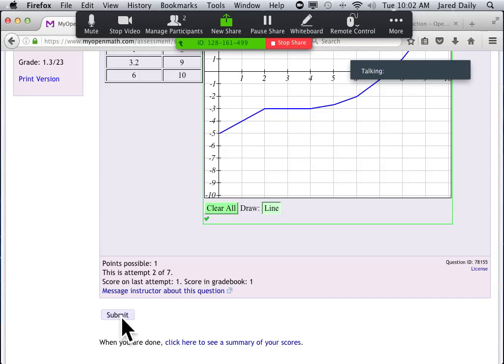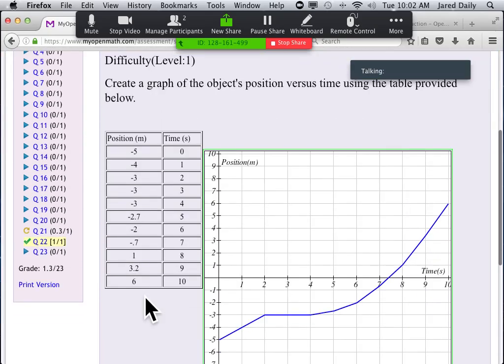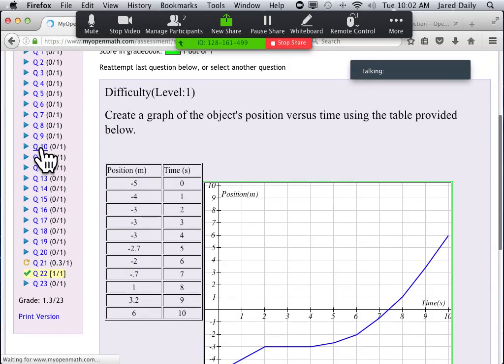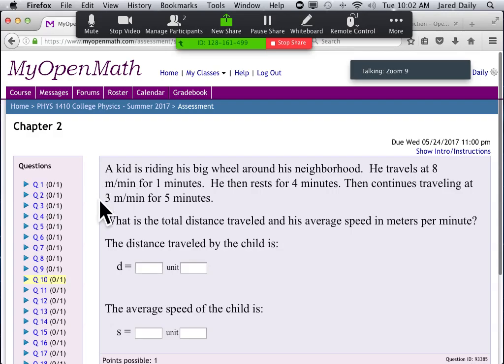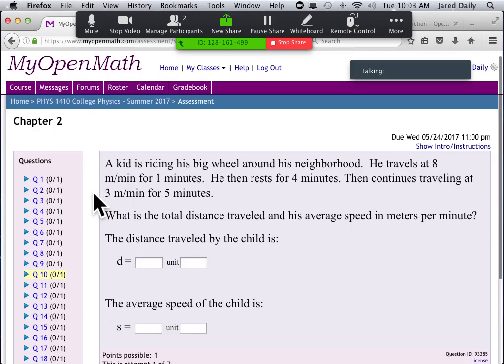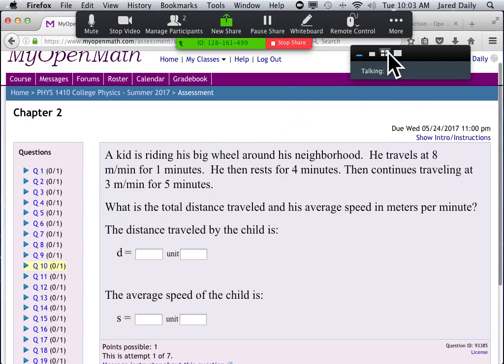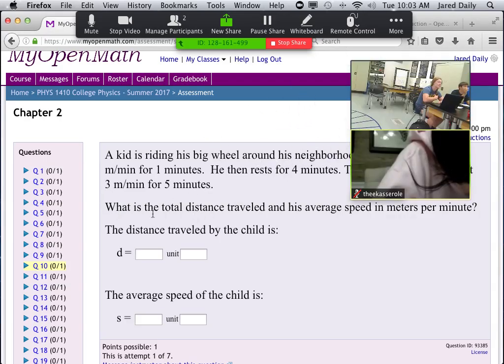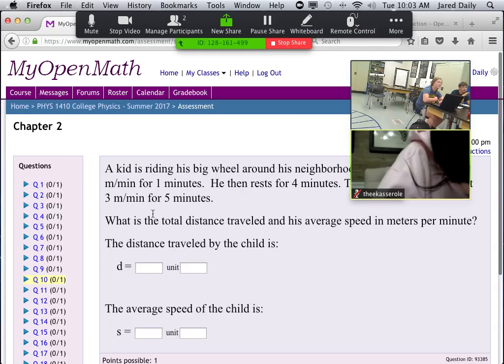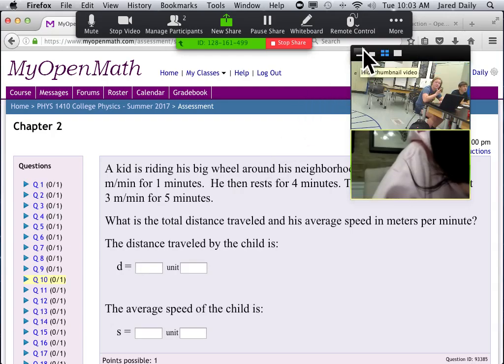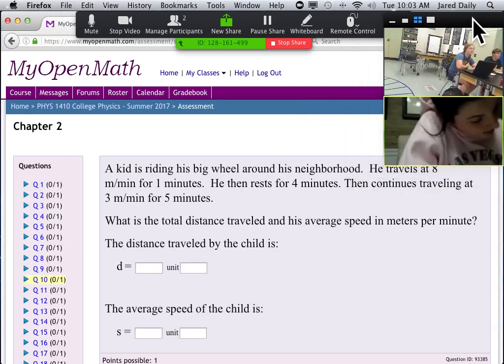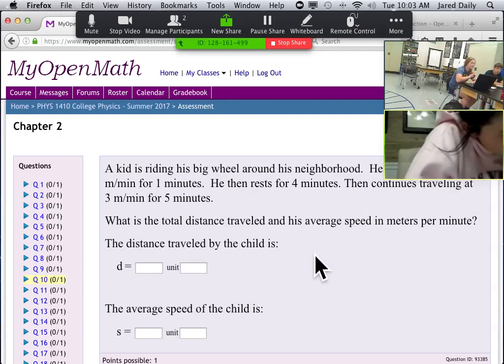Mr. Bailey, I have a question on Number 10. What's your question on number 10? Okay, so the distance is pretty easy to figure out. It's just the average speed. It says that like he travels a little bit, he rests, then he travels again. Yep. So do you count the time that he is resting anyway? That's part of the total time in figuring out the average speed.